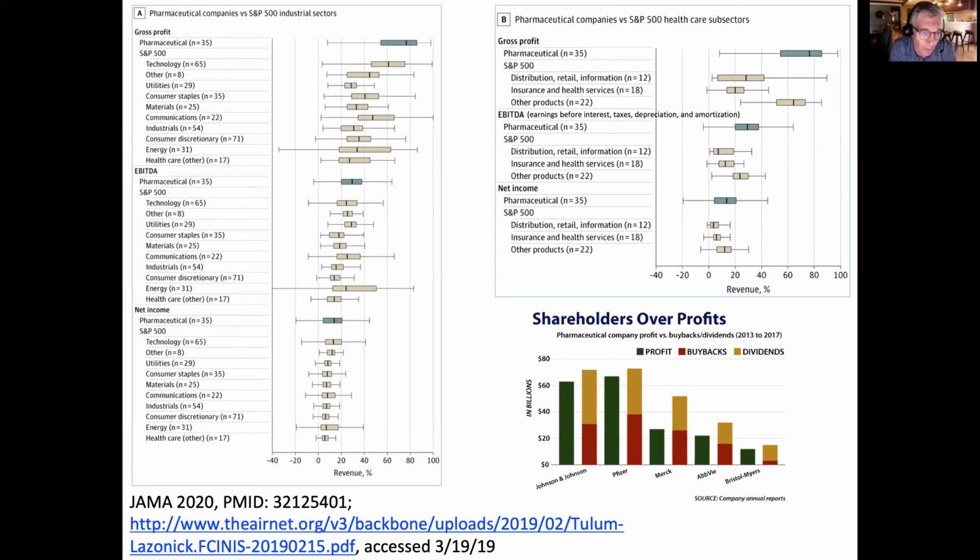So even though their gross profit is high, their net income is kind of in line with other sectors of the economy. And that's because, as you see on the bottom right part of the screen, drug companies have historically prioritized stock buybacks and dividends, ways to keep their stock price high, over gross profits. So they're very good at keeping those net profits fairly low.